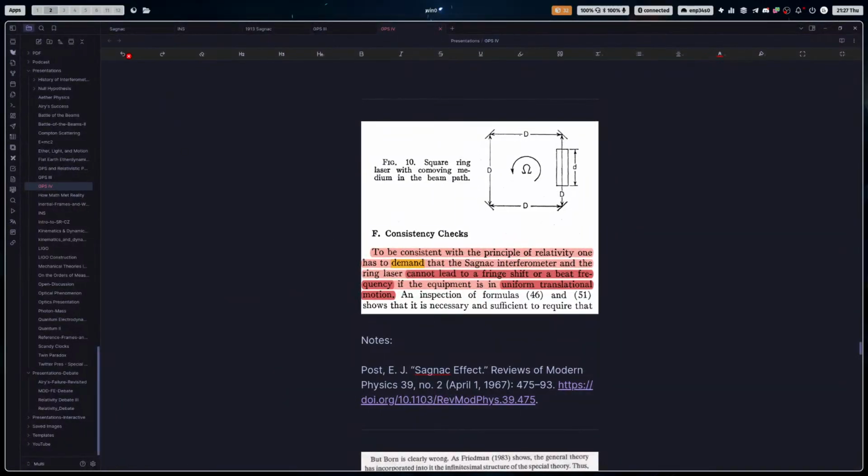You just showed that that is the case for a uniform translational motion. This is not uniform translational motion. The whole point is that it isn't uniform translational motion, that it is a rotational motion. Okay, can you provide a citation saying that there will be no fringe shift if the apparatus is rotating?